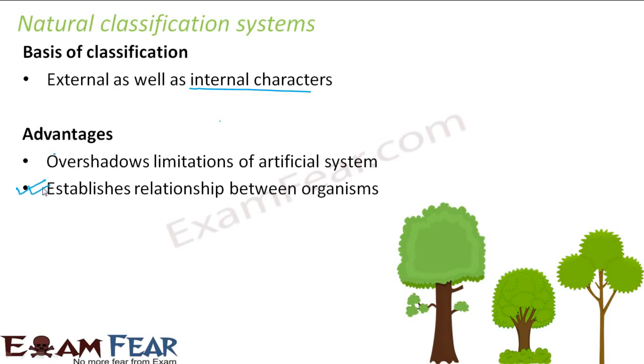That's because when we actually start classifying organisms, we try to study the similarities and dissimilarities between different organisms. The organisms sharing a lot of similarities with each other, we say that they are related to each other in the way that maybe they share a common ancestor. So that is how we can establish a relationship between different organisms.